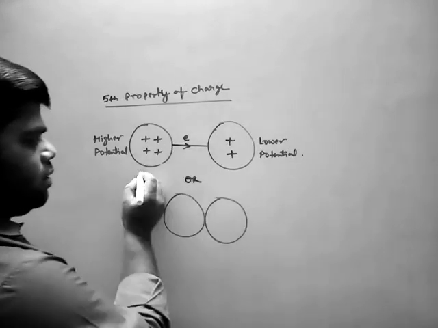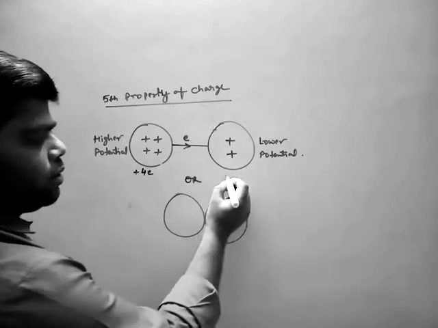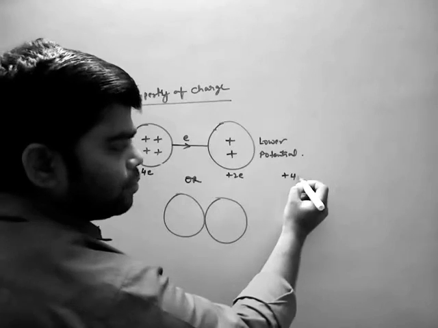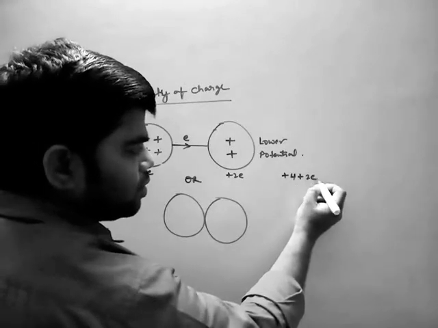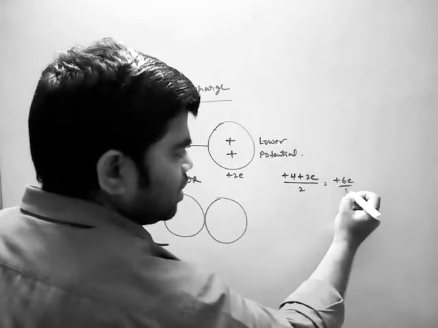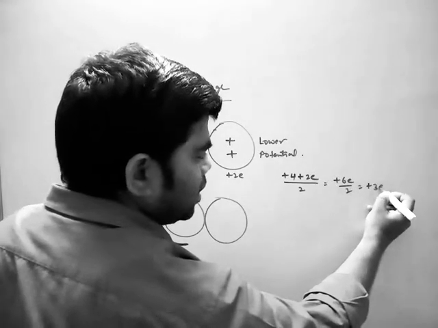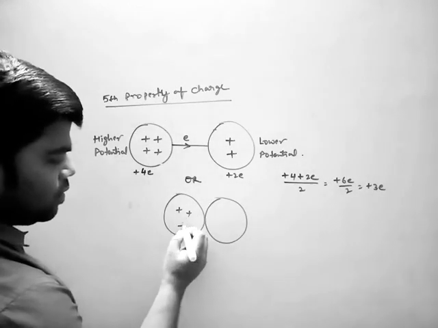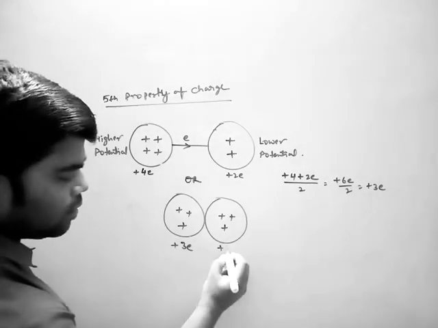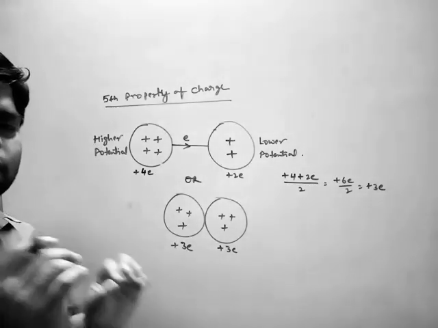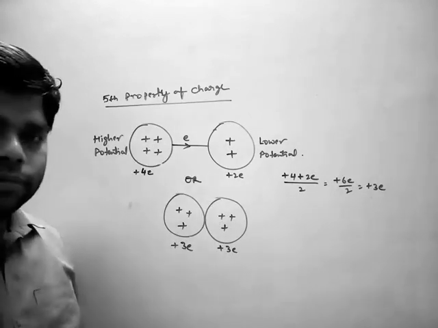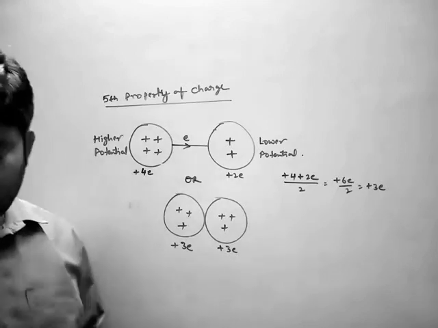How do we find this? There is 4e plus 2e. Here you first add them because it is additive in nature, divided by 2. So it becomes plus 6e divided by 2, which is equal to plus 3e. So here 3 and here also 3, so you say 3e plus 3e. This is a simple method to distribute the charges on the bodies. Clarity?